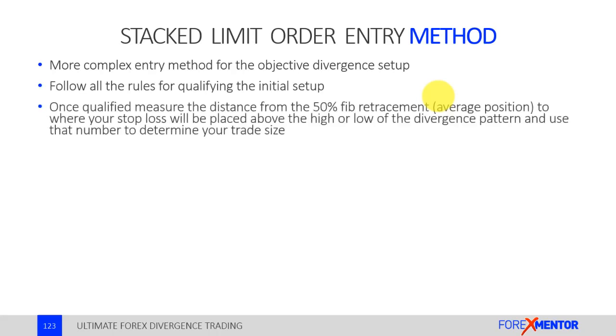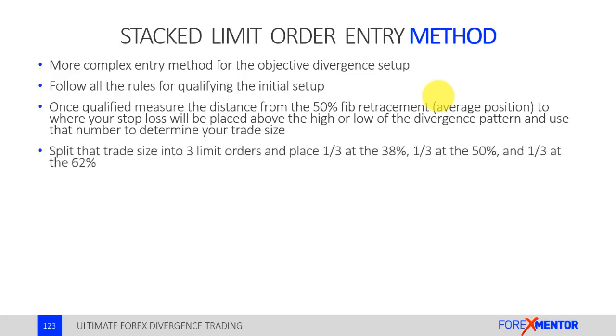Okay, now once qualified, we're going to measure the distance from the 50% Fibonacci retracement, which will give us an average position, to where your stop loss will be placed, which is above the high or the low of the divergence pattern, and use that number to determine your trade size. So again, basically you're going to measure from the 50% fib, and take that number and put it into your risk calculator, because that's going to be our average position.